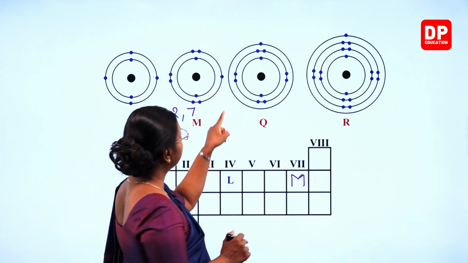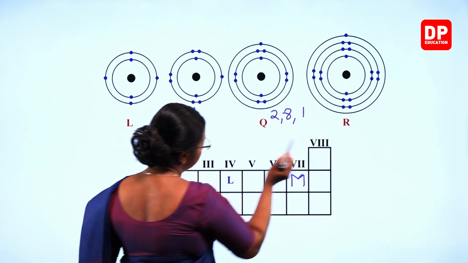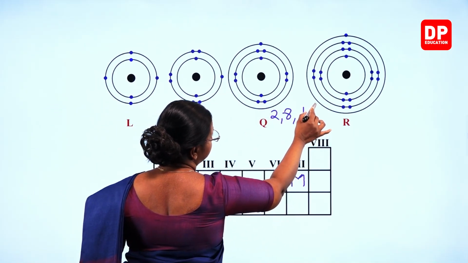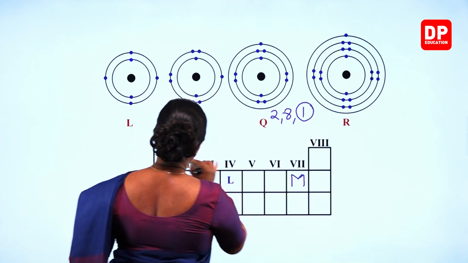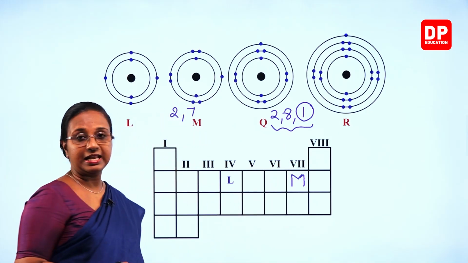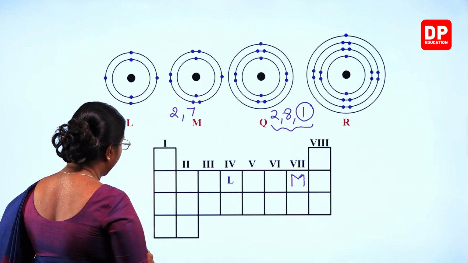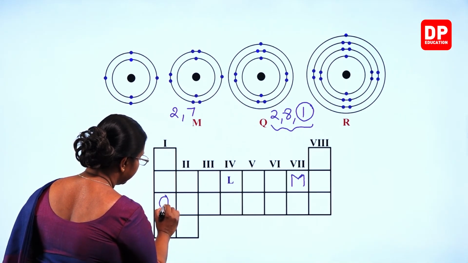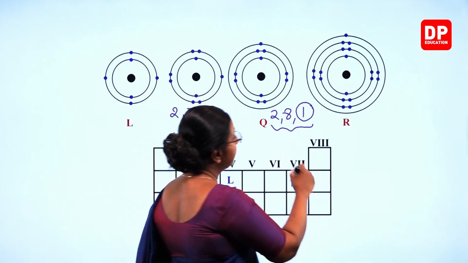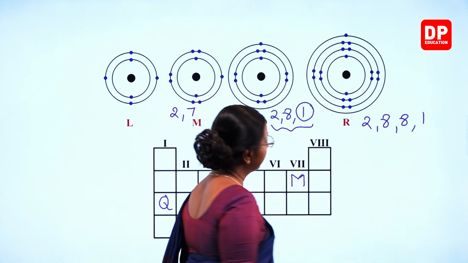Then, if you take Q, we identified 2, 8, 1 as sodium. So you know the position of sodium. But from this, the last shell has 1 electron, so it has to be group 1. And there are 3 energy levels containing electrons, so it has to be period 3. Group 1, period 3 will be Q. Is that clear? Then this last one, R, we wrote the electronic configuration 2, 8, 8, 1.